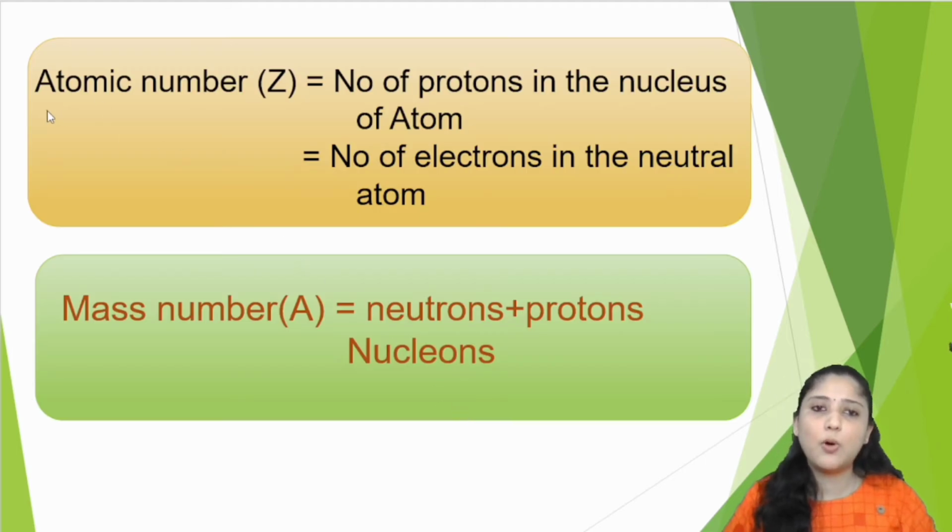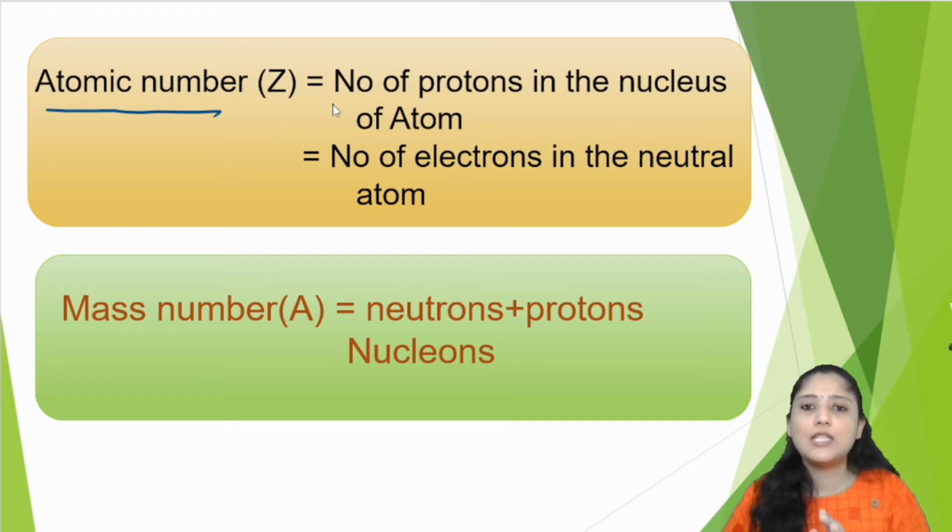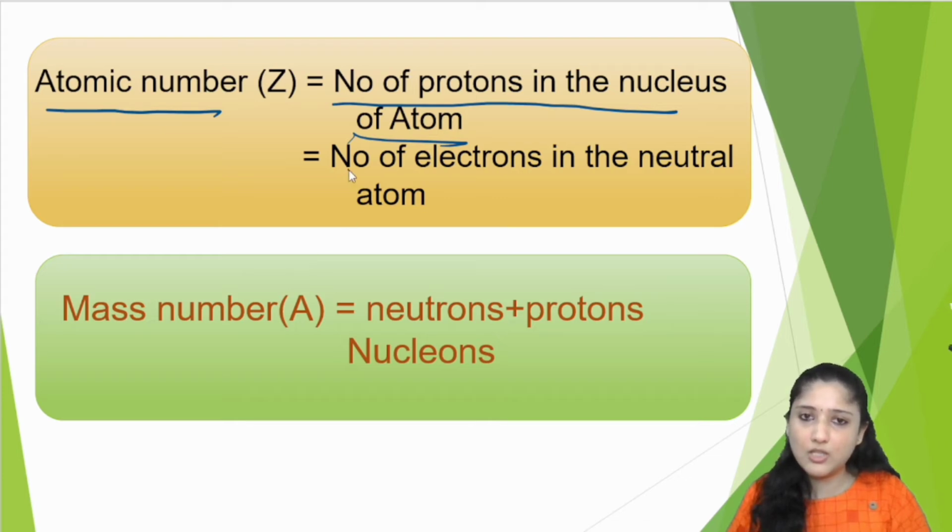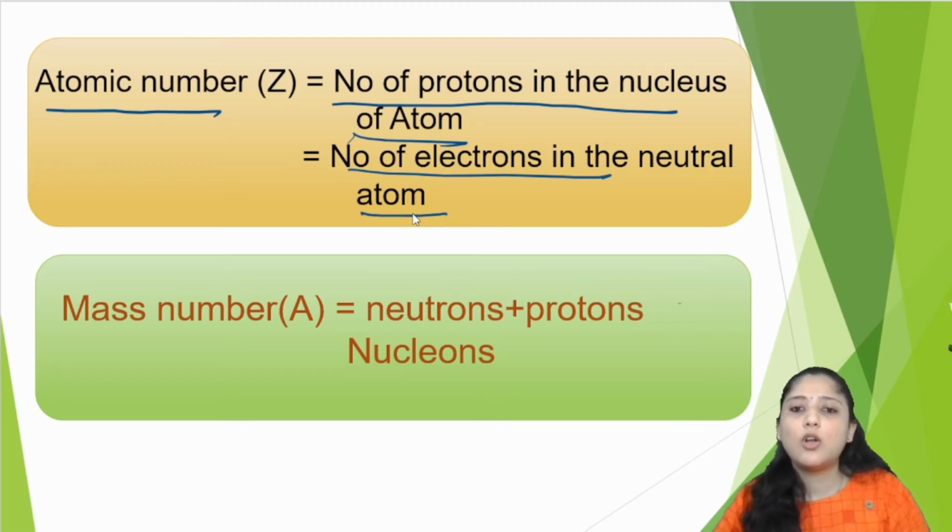Next important thing is what is meant by atomic number. Atomic number is represented by the symbol Z. It is the number of protons in the nucleus of an atom, or it is the number of electrons in a neutral atom. It denotes the number of protons or electrons in the atom.